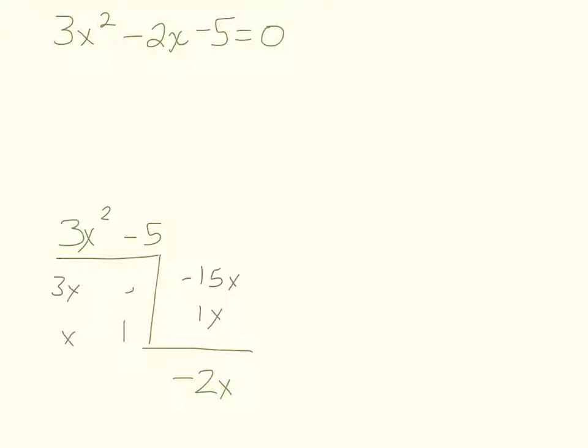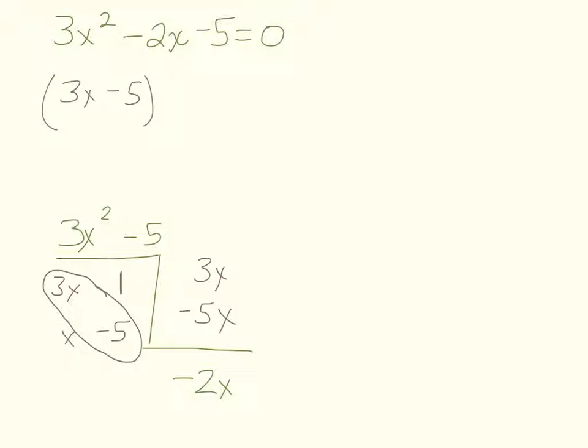So let's try something else. I'm going to leave 3x and x alone for right now. Let's switch around negative 5 and 1. So I'm going to put negative 5 down here, and I'm going to put 1 up here. So 3x times 1 is 3x, and x times negative 5 is negative 5x. 3 minus 5 is negative 2. So these are my binomials: 3x minus 5 and x plus 1. Those are equal to 0.